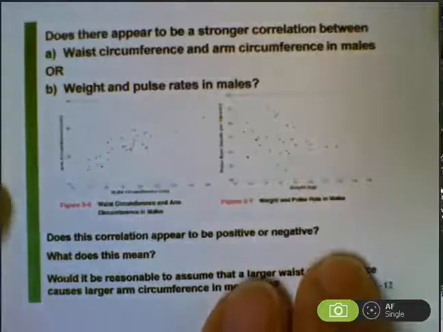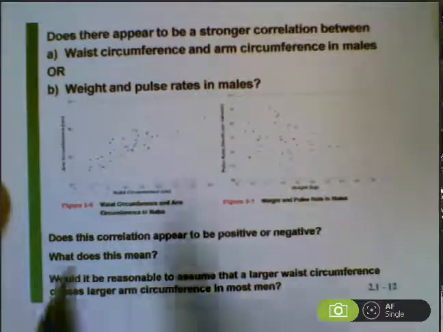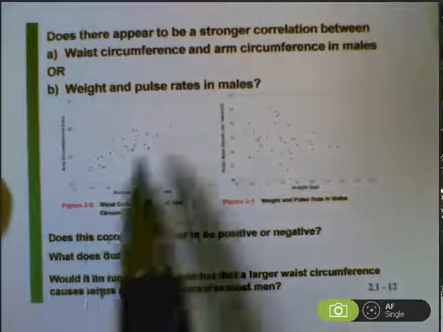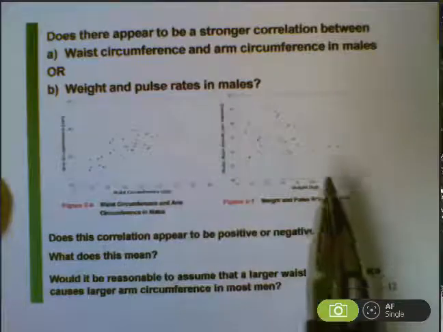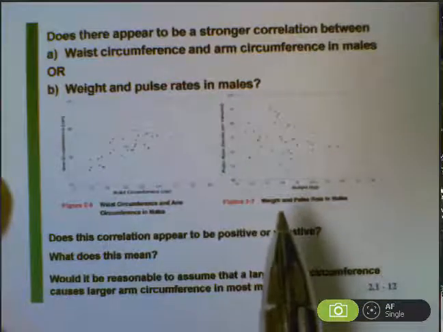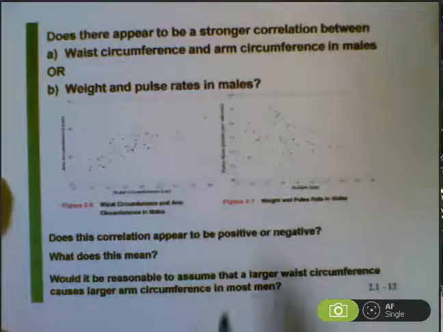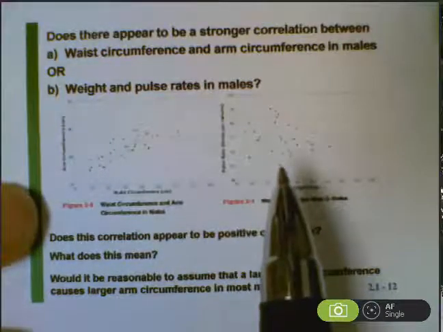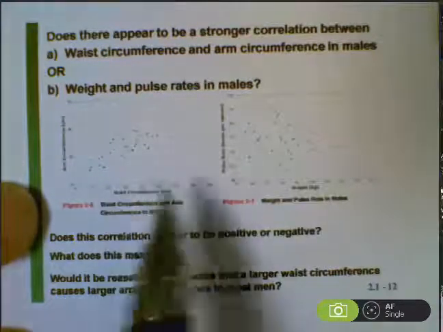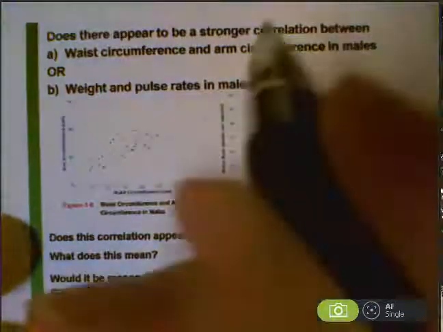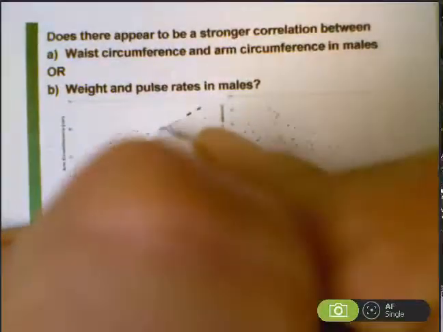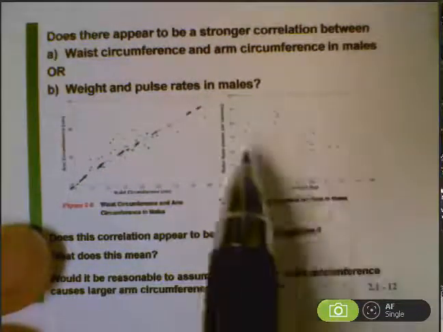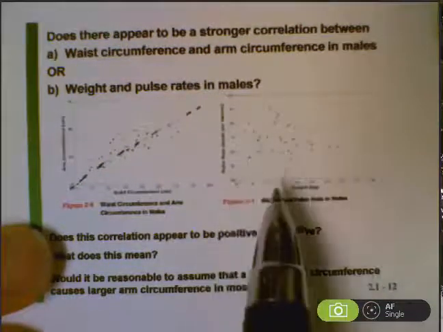Here are two scatter plots. One shows the relationship between the waist area and arm circumference of men. This shows the relationship between the weight and pulse of men. Which one seems to have a stronger correlation? Which one would fit a straight line better? Well, I think this one comes much closer to being modeled by a straight line than this one. This one looks more like a shotgun blast.